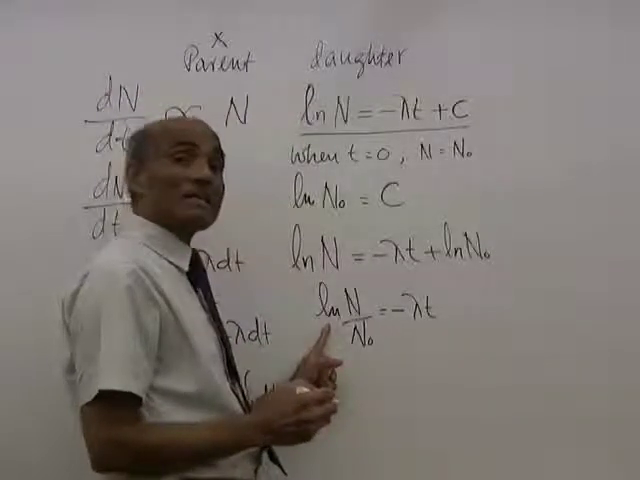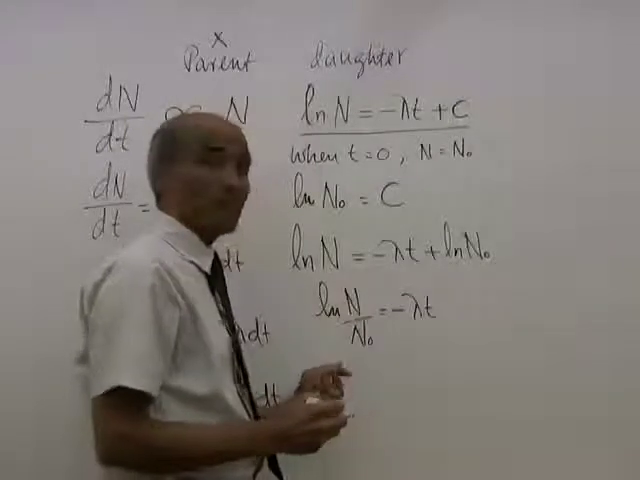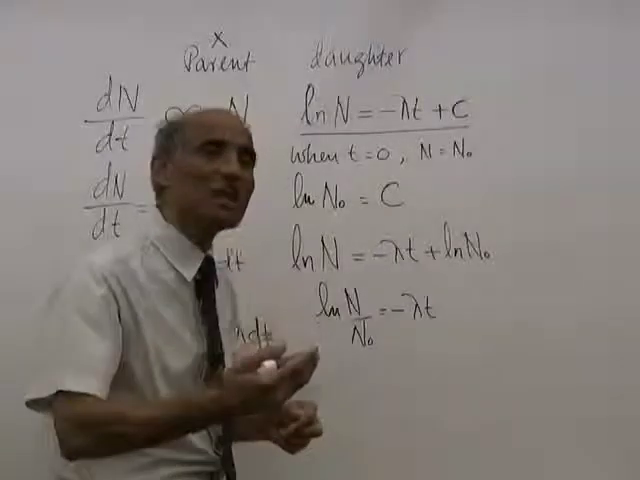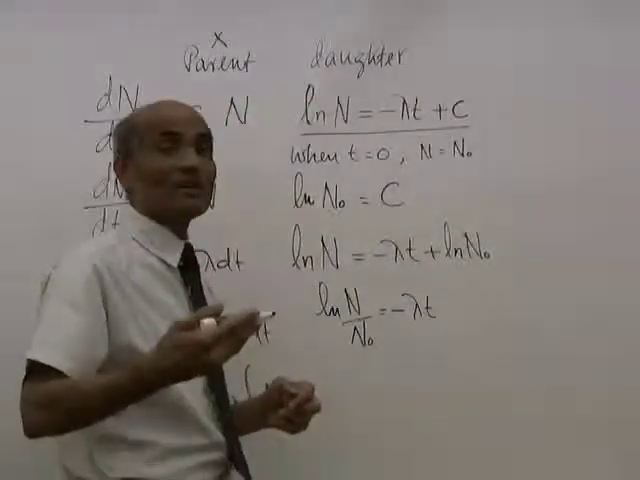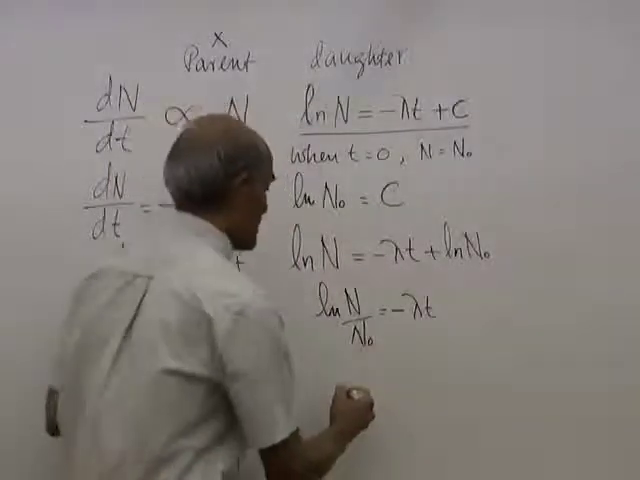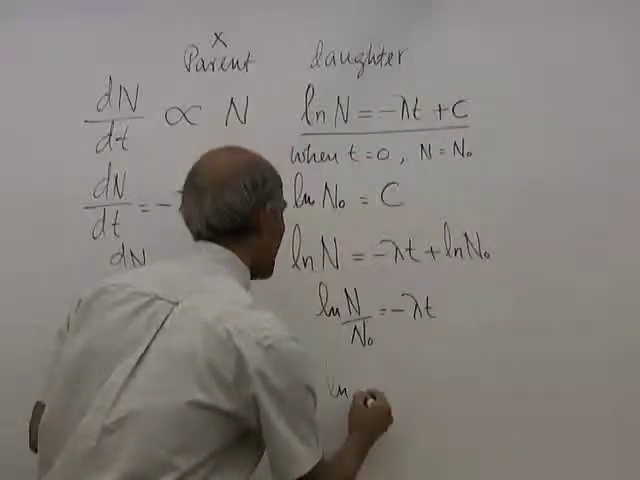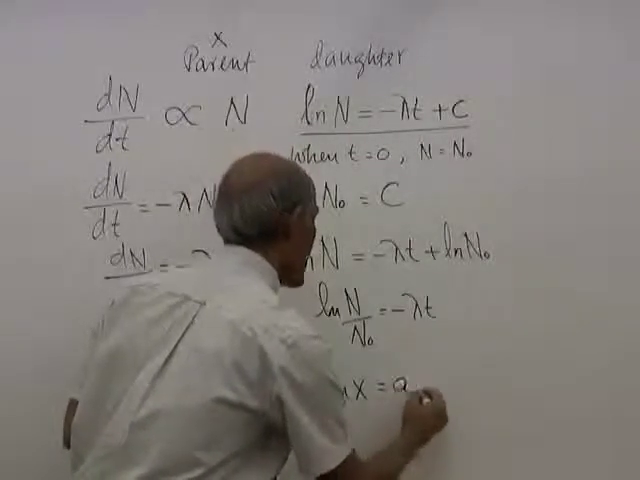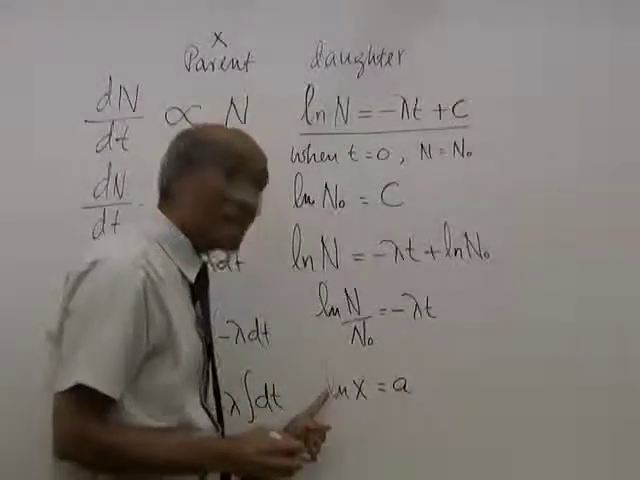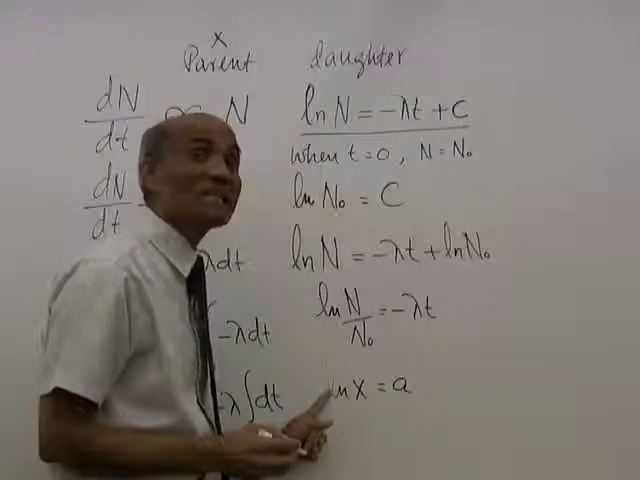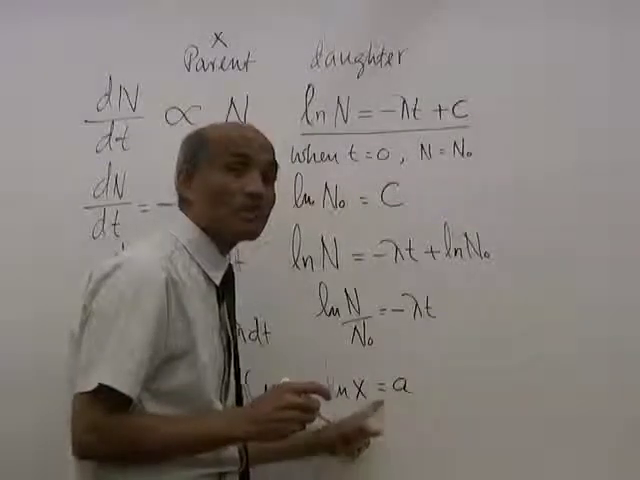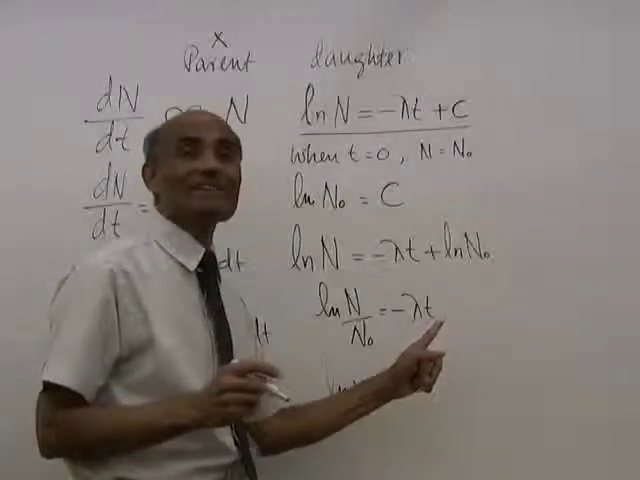And now, the left side is an ln term. How many of you know how to change an ln term or an ln equation into an exponential equation? Well, if I tell you ln of x equal to a, what does that mean? You remember, ln means logarithm to the base e. The base here is e. So this actually means x equal to e to the power of a.